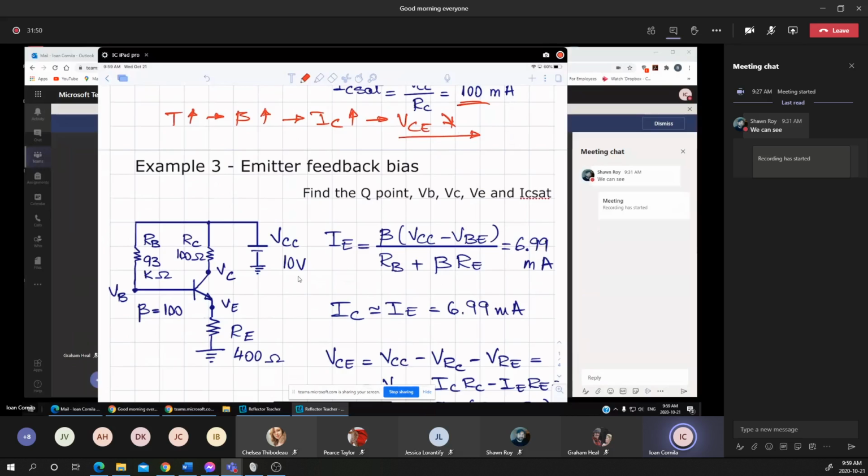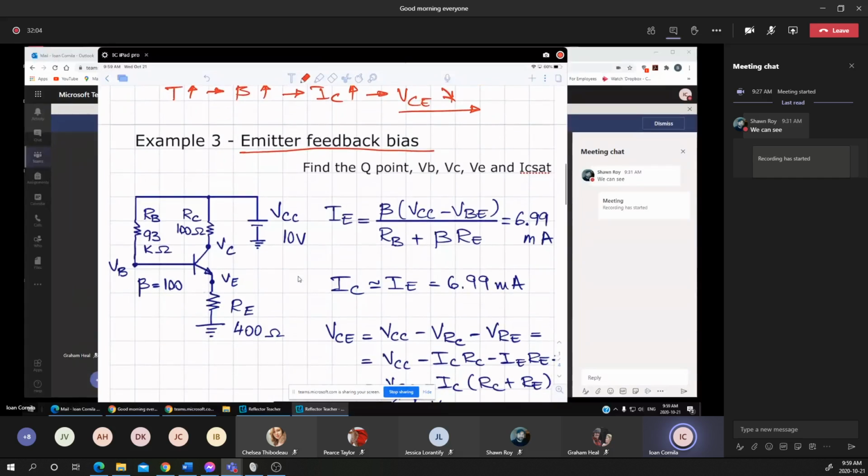That is called the emitter feedback, or the compensating resistance on the emitter. The name of the circuit is again emitter feedback bias. Now the same circuit, 93 and 100 ohms, but this time I'm adding a resistor in the emitter. Now what is the approach? This circuit has a different approach.